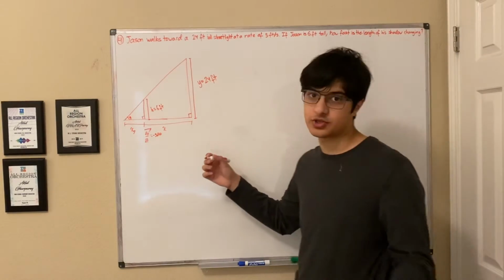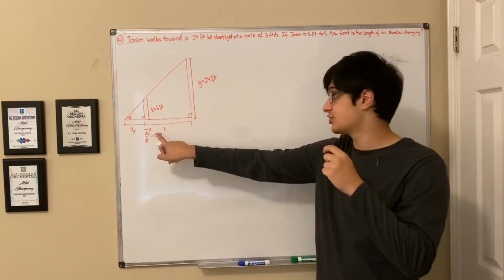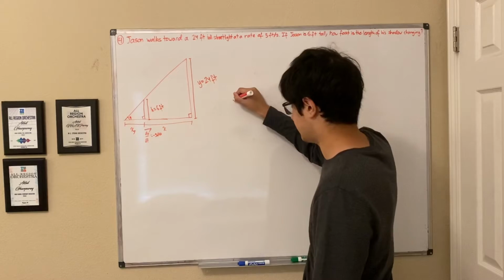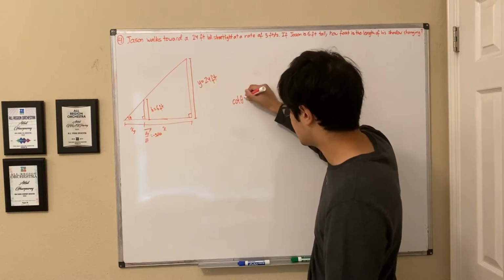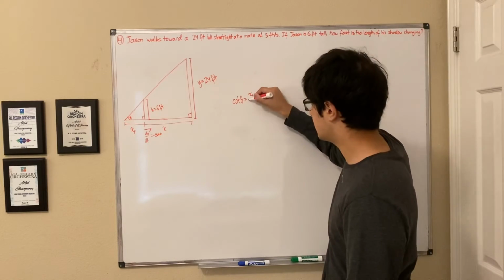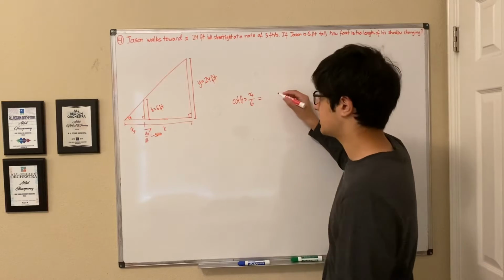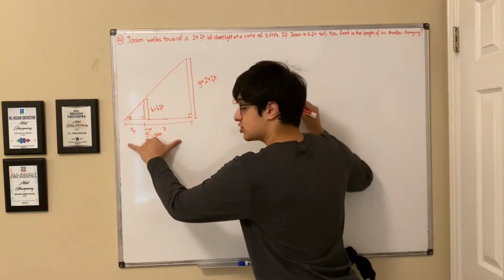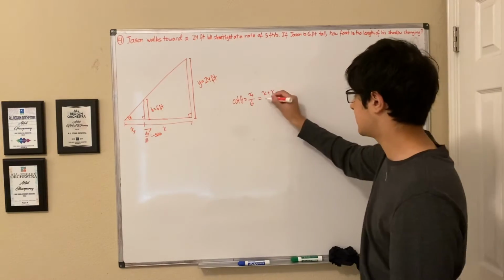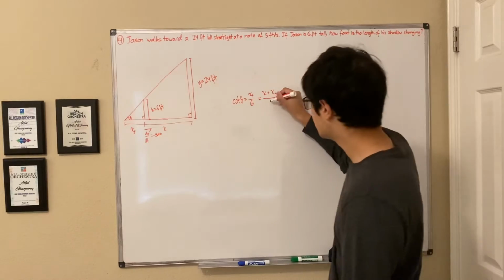So let's use a trigonometric ratio with this angle theta to get a relationship between x and x sub s. Let's try using cotangent here. So cotangent theta is going to equal x sub s over h, which is 6 feet. That does not change. And this is going to be equal to this total length right here, which is x plus x sub s, all divided by this total height right here, which is 24.